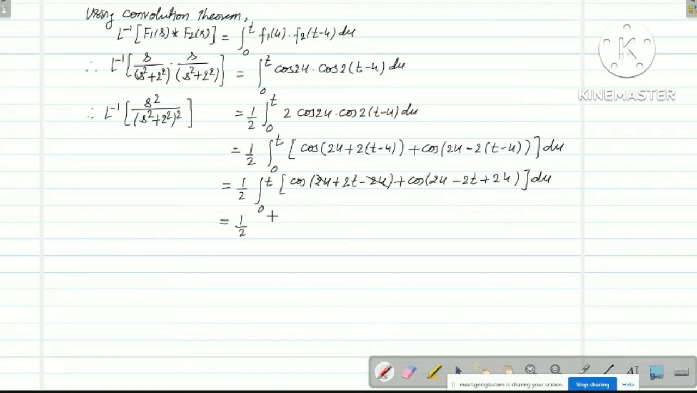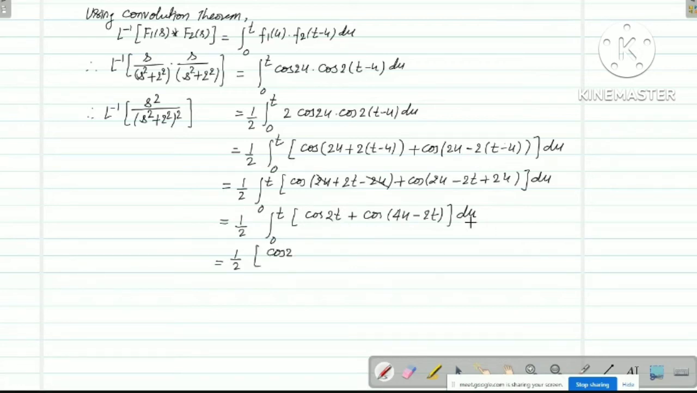1 upon 2 integration of limit 0 to t, in the bracket cos 2t, okay, and plus cos 2u and 2u, that is what? 4u and minus 2t. Just close the bracket and write down du. So let us integrate it. So this equal to 1 by 2 big bracket.